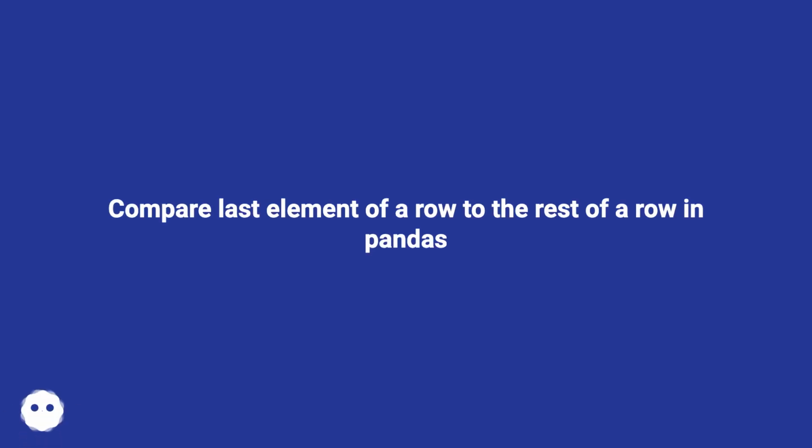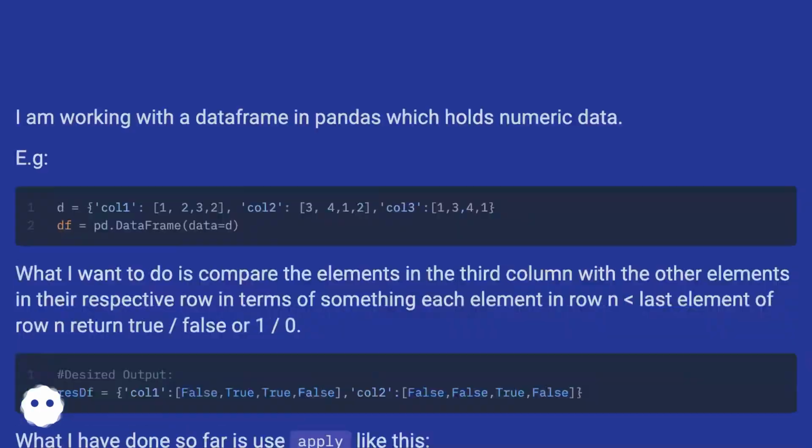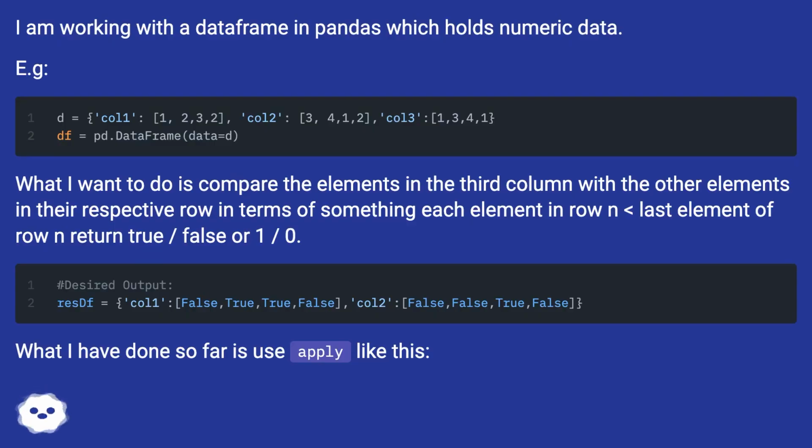Compare last element of a row to the rest of a row in Pandas. I am working with a data frame in Pandas which holds numeric data. E.g. What I want to do is compare the elements in the third column with the other elements in their respective row in terms of something: each element in row n is lower than the last element of row n, return true/false, or 1/0.